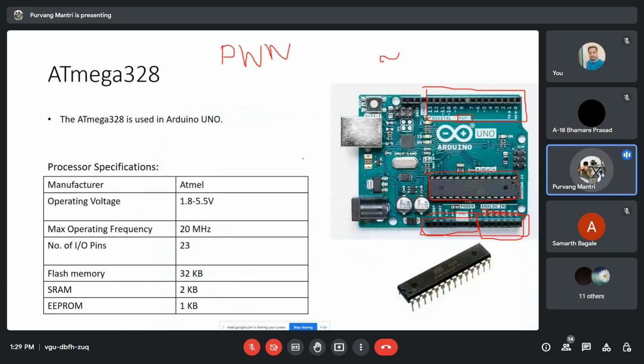So its operating voltage is between 1.8 to 5.5 volts. Its operating speed, or the frequency, is 20 megahertz. And there are almost a total of 23 input output pins. It has a memory of 32 KB, SRAM of 2 KB, and 1 KB. These specs, it doesn't matter if you know them or not, but you just need to know how it is constructed and what kind of pins to use for what purpose.